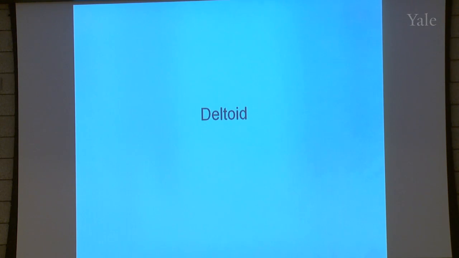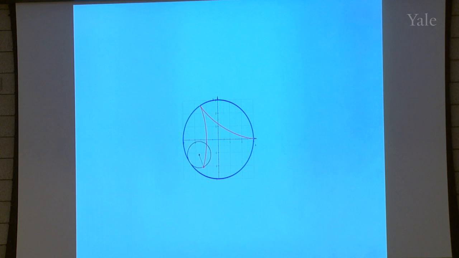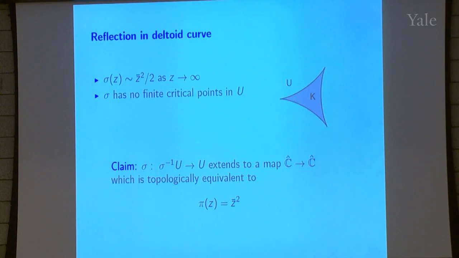Okay, so now I'll turn to examples. I'll have three examples to discuss the dynamics of the Schwarz reflection. And the first is the case of the deltoid. So that's once again the definition of the deltoid, and then we'll be considering the reflection in the deltoid, the Schwarz reflection sigma.